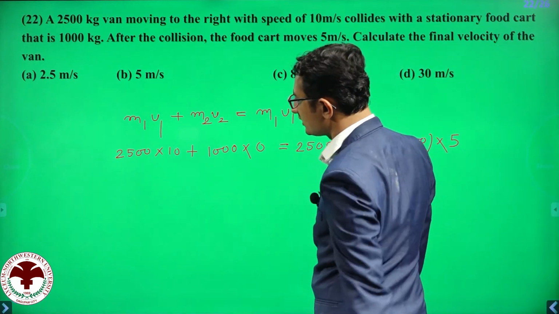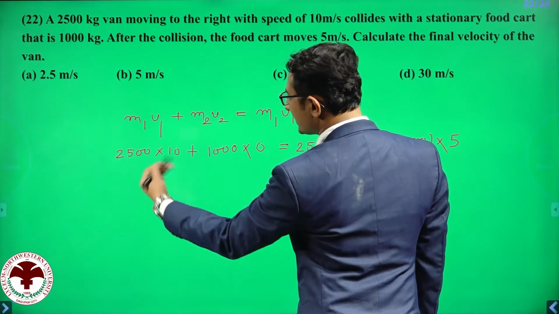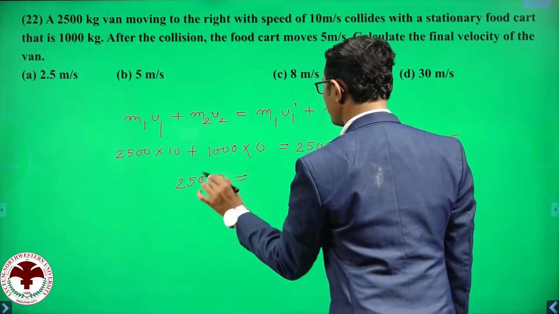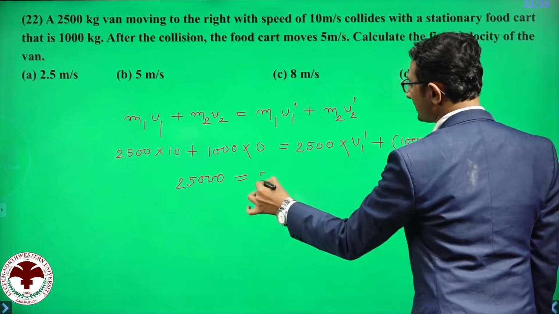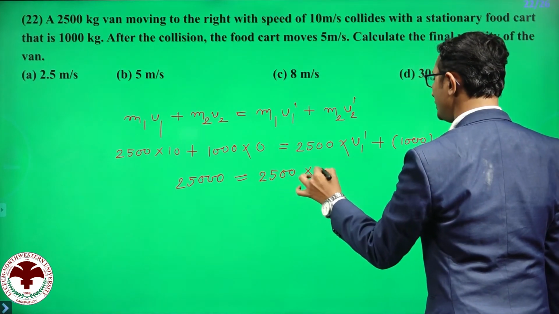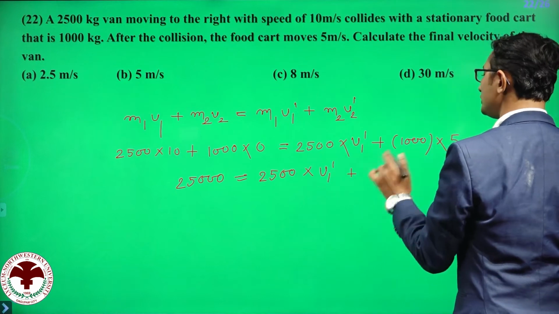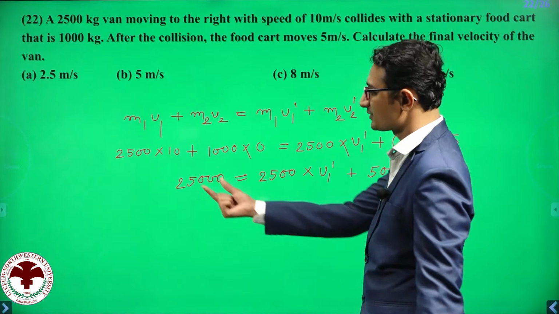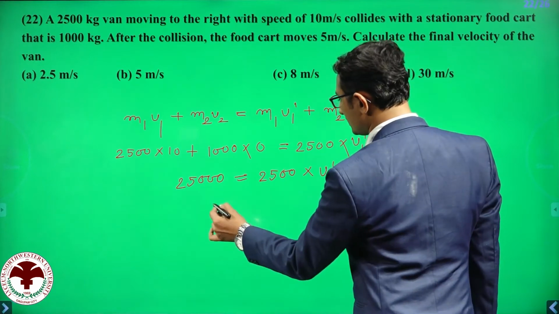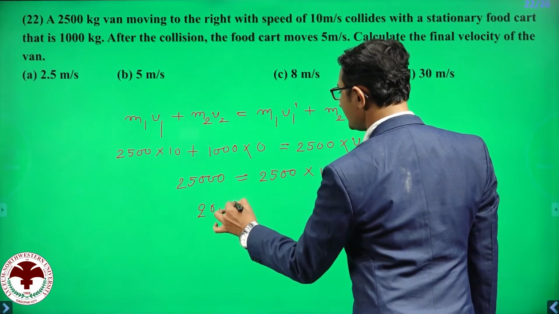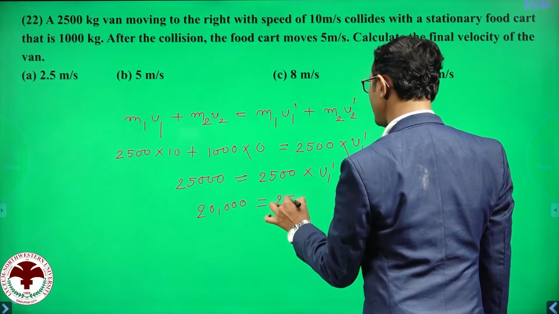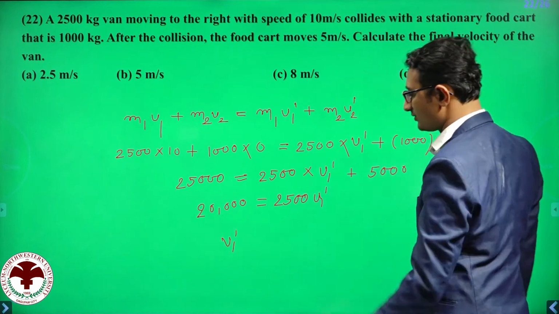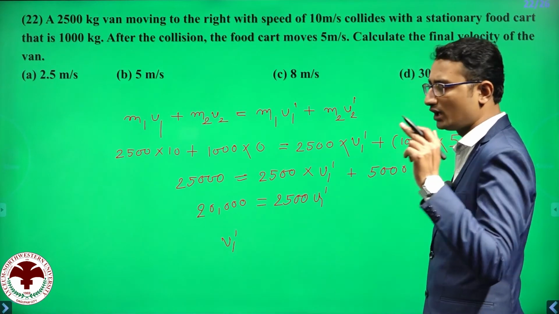Okay, let's complete the calculation. 2500 into 10 will become 25,000, and 1000 into 0 will become 0. On the other side, 2500 into v1 dash stays as it is, plus 5 into 1000, that will become 5000. This 5000 will be subtracted from the 25,000, and it will become 20,000. So here we get 20,000 equals 2500 into v1 dash. What we want to find is v1 dash, the velocity of the van after the collision.